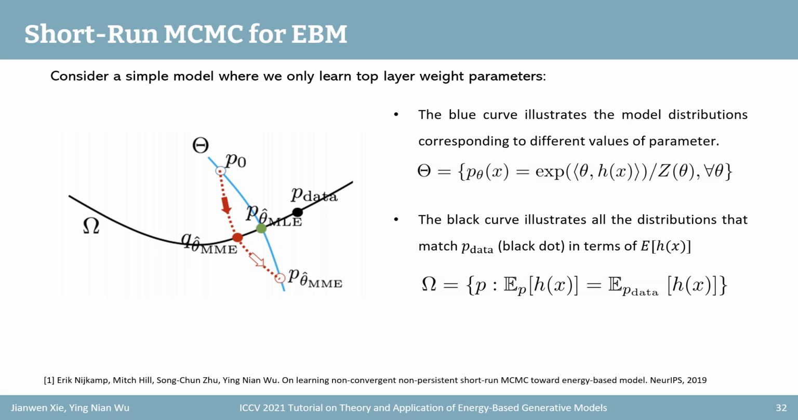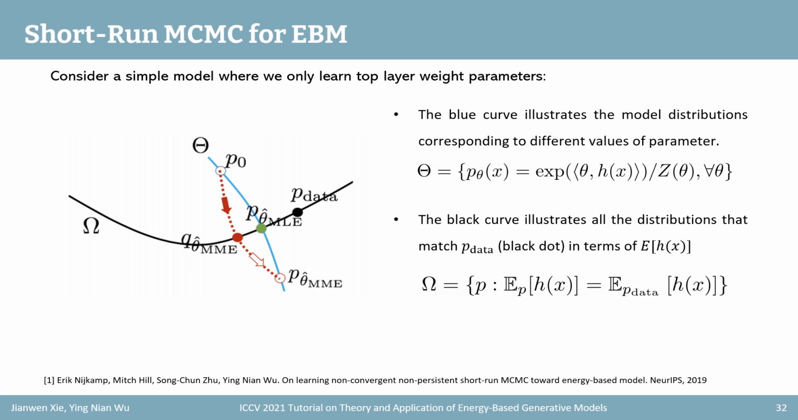The blue curve illustrates the model distributions corresponding to different values of parameters. The black curve illustrates all the distributions that match the data distribution in terms of the expectation of h(x). h(x) is a feature vector of x. The ideal MLE solution, which is the green dot, is the intersection between the blue curve and the black curve.